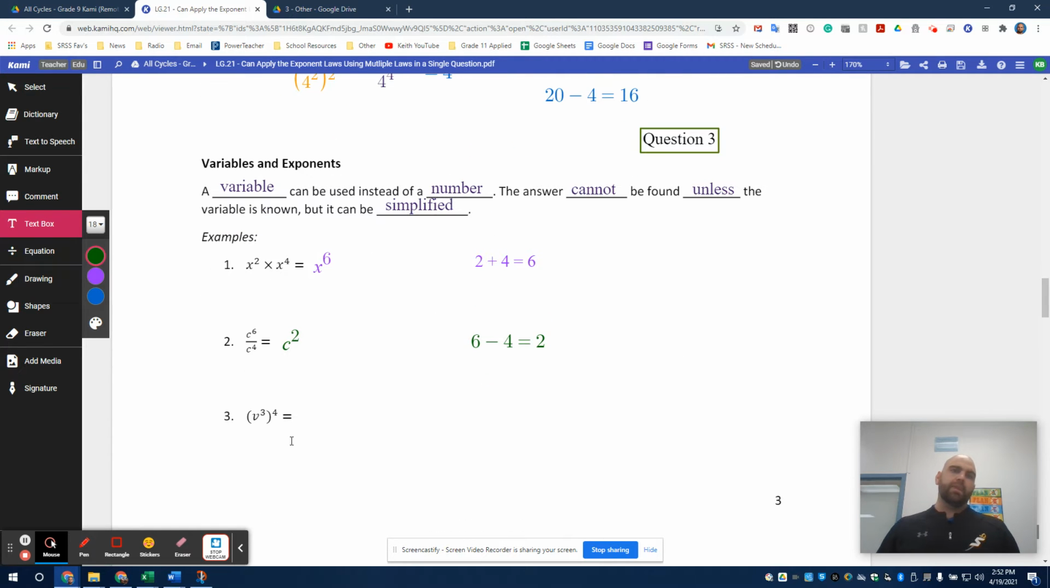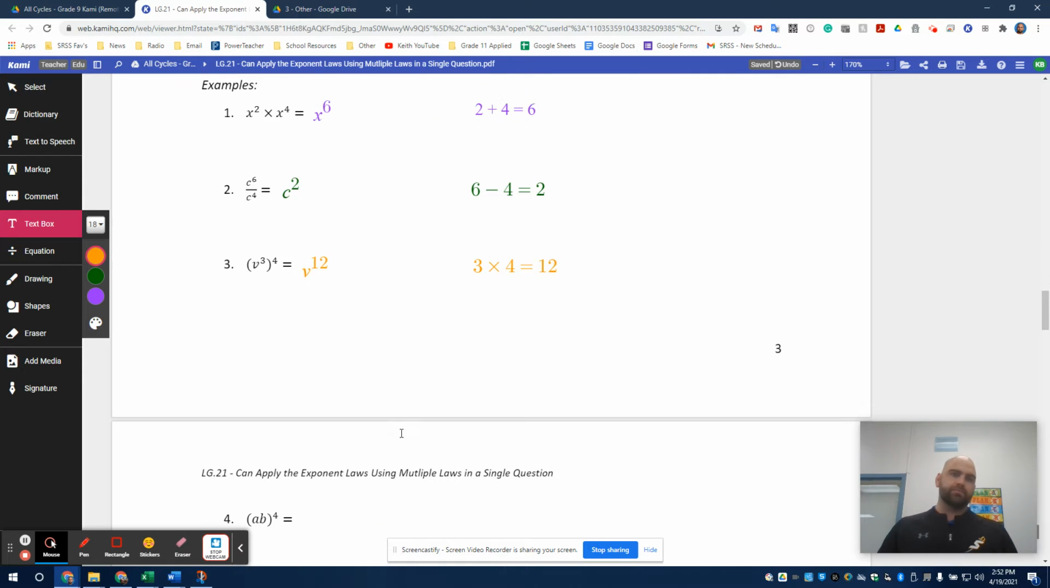Okay, same thing with brackets. Now we have v as our base, and we have v to the power of 3, and then the whole thing is going to the power of 4. So we can do our quick little multiplication here. 3 times 4 is equal to 12. So the simplified version of this question, technically not an answer, but the simplified version, is v to the power of 12.